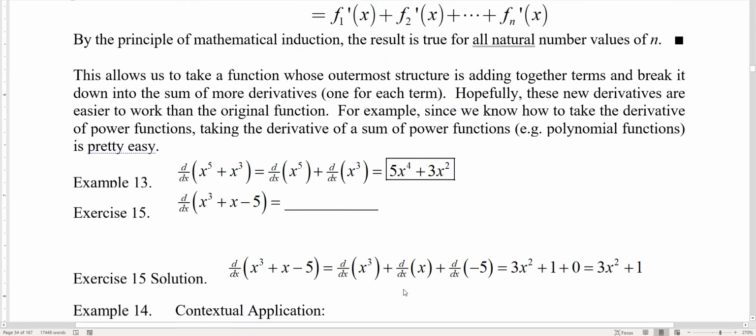Now, what that is going to be is just the derivative of each part. So this is going to be the derivative of x cubed, which is 3x squared, the derivative of x, which is 1, and the derivative of negative 5, which is 0, which is 3x squared plus 1.